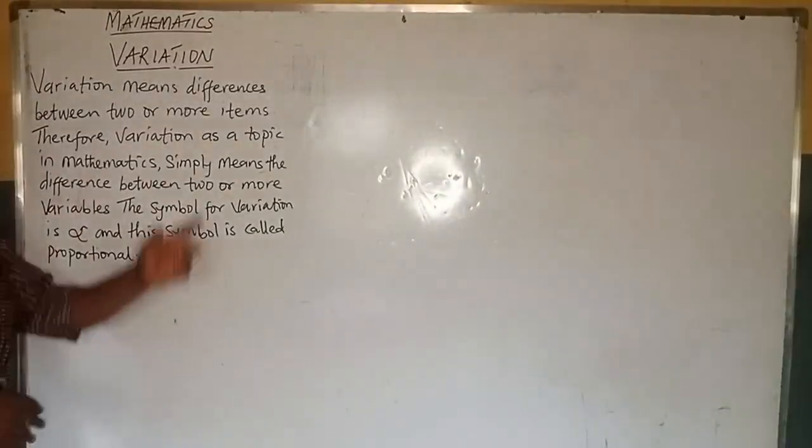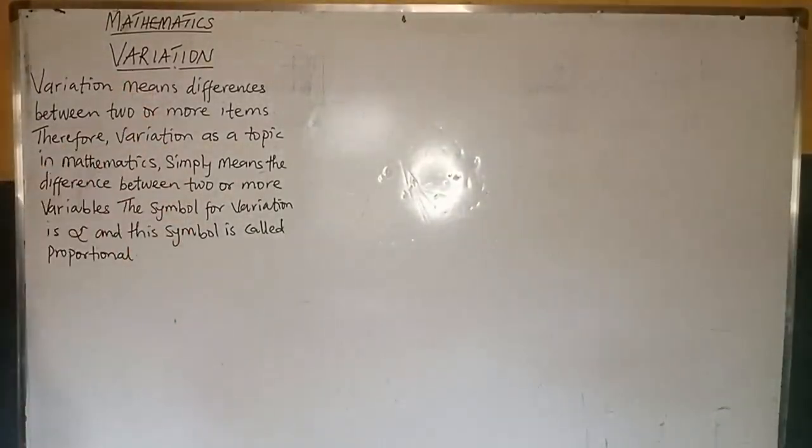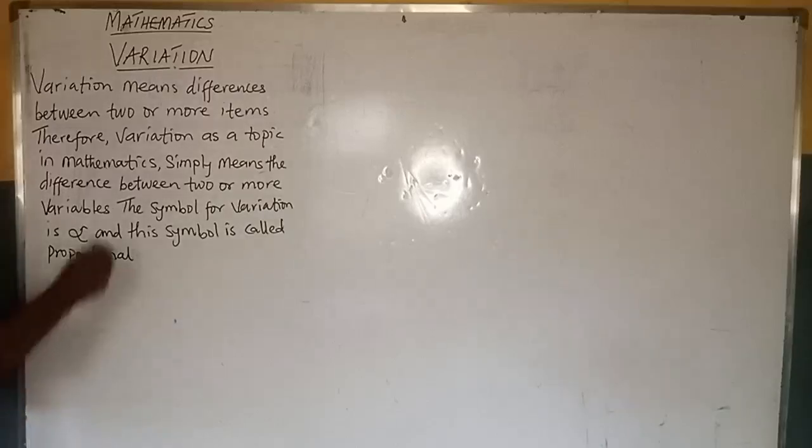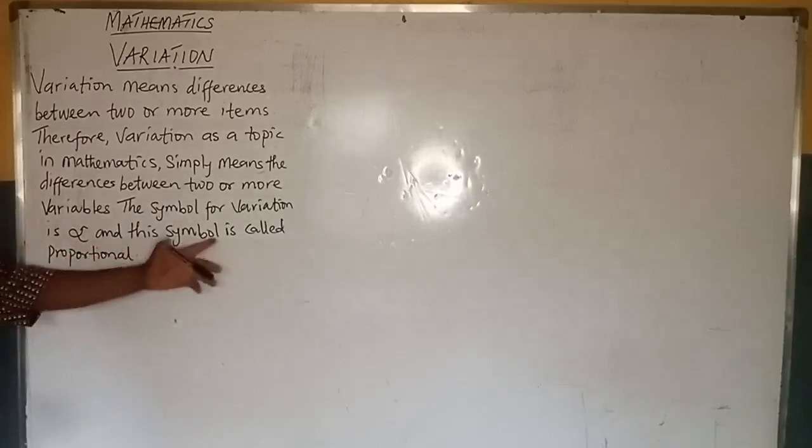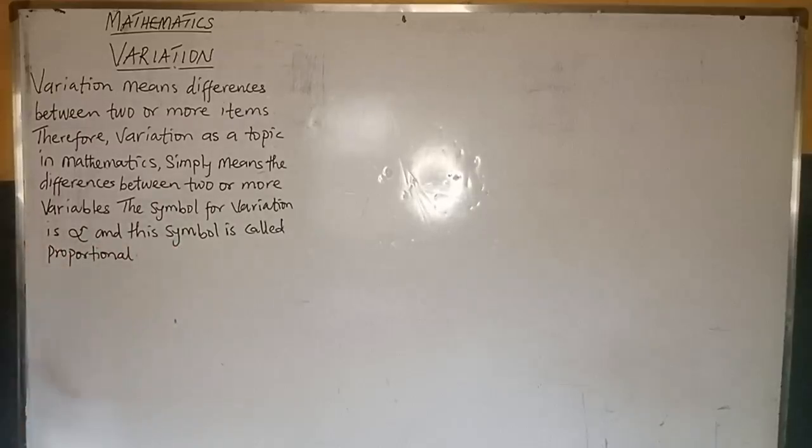In today's class, we shall look at the topic variation. From what we have on the board, variation means differences between two or more items. Therefore, variation as a topic in mathematics simply means the difference or differences between two or more variables. The symbol for variation is this, and this symbol is called proportional or sign of proportionality.